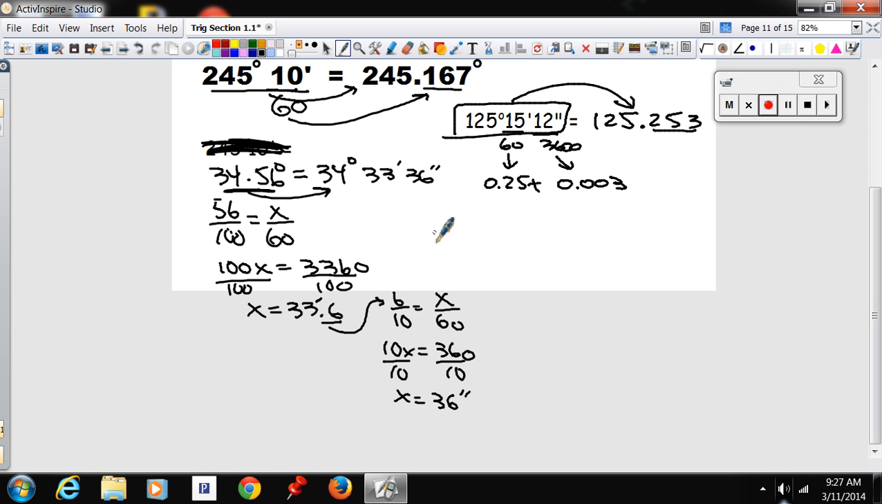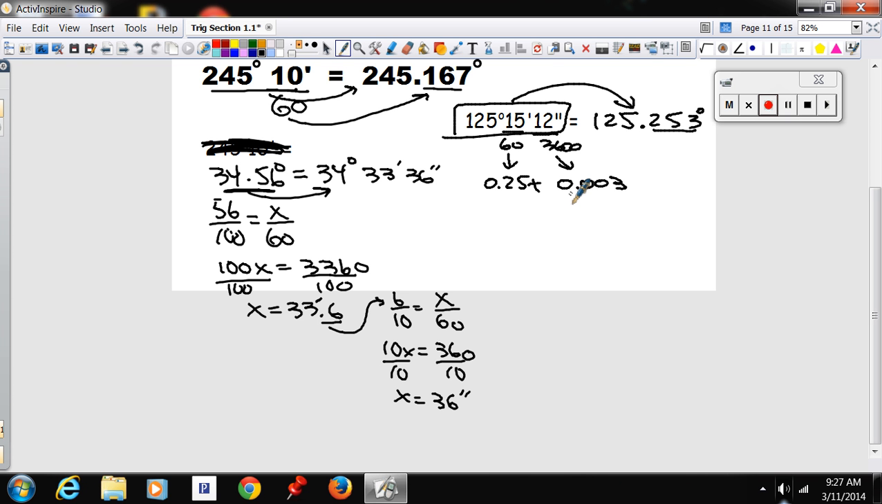You're changing the degrees, minutes, and seconds to a decimal degree. This is still degrees right there. It's just that we took the minutes and seconds out and made it a decimal. So I just wanted to show you that you can go back and forth either way.